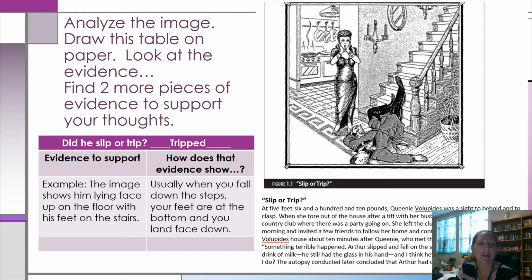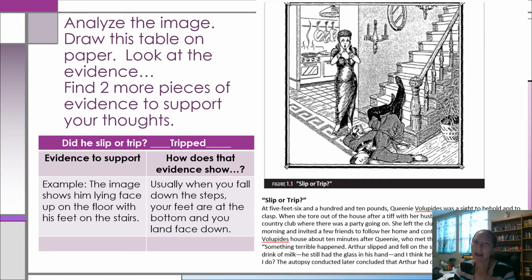So my evidence to support that he tripped, I said the image shows him lying face up on the floor with his feet on the stairs. So I'm pointing out that his feet are up here and he's lying face up, okay? Now, how does that show that he tripped? How does this piece of evidence support the idea that he was tripped on the stairs, okay?